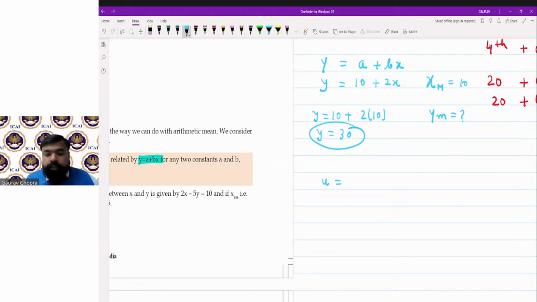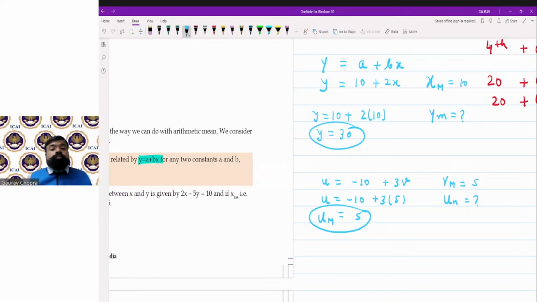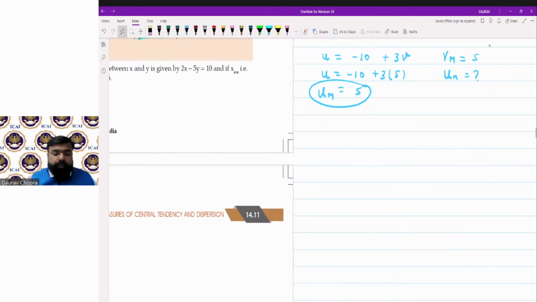Let's take one more. u is equal to minus 10 plus 3v. Now, the median of v is 5. What will be the median of u? This you have to calculate. Again, substitute the value: minus 10 plus 3 into 5. So the result will be 5. The median of u will be 5. So this is the first property of median.